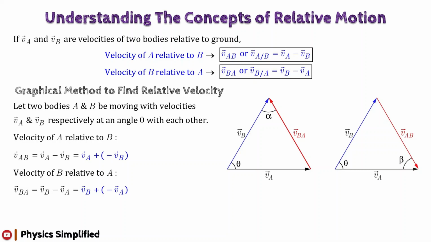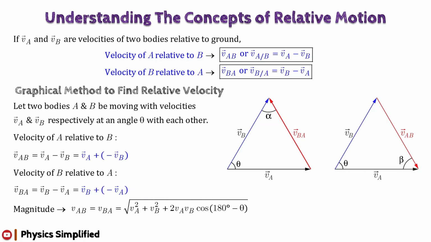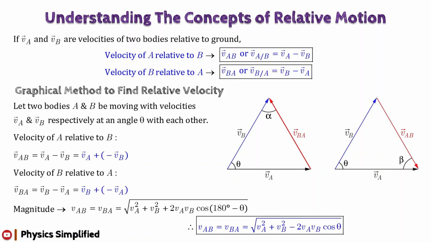When two bodies move at an angle theta with each other, then the magnitude of their relative velocity is given by under square root v_A squared plus v_B squared minus 2 v_A v_B cos theta. It must be noted that 180 degrees minus theta is the angle between the positive and negative velocity vectors.